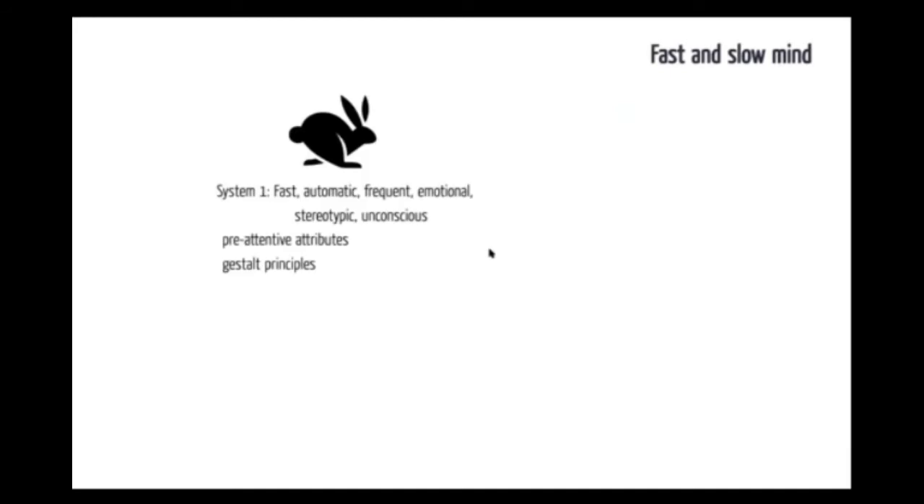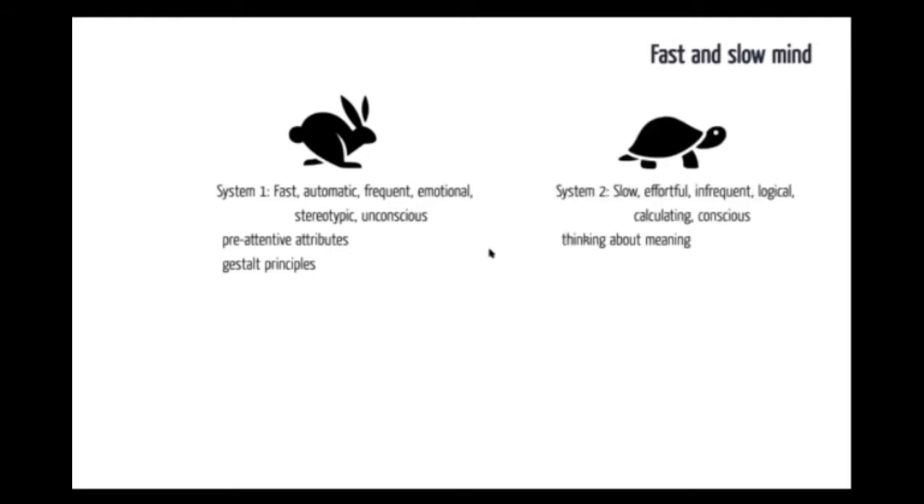This is a really key concept here, this fast and slow mind. The fast mind is called System 1. It's fast, it's automatic, it's frequent, it's emotional, it's stereotypic, it's unconscious. This is where immediate reactions come from, this is where racism comes from. This is where our very positive reactions to attractive people come from. These are immediate reactions that we don't have much control over. Preattentive attributes and gestalt principles fall into this.